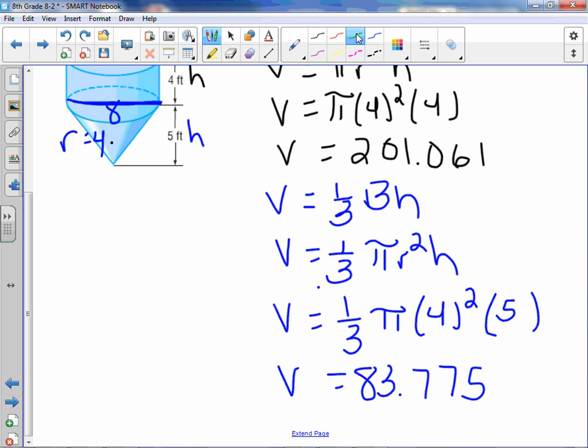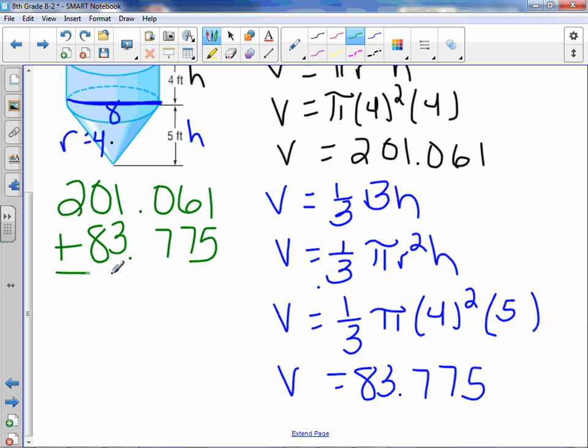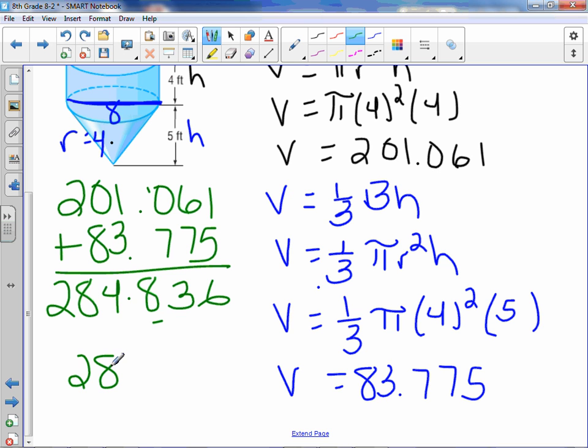Now, each piece has its separate volume. To find the total volume, we add them together. So 201.061 plus 83.775 is 284.836. Now we'll round to the nearest tenth. 284.8 cubic feet.